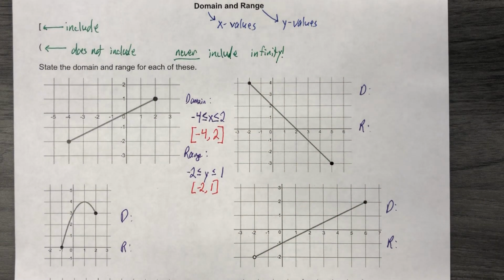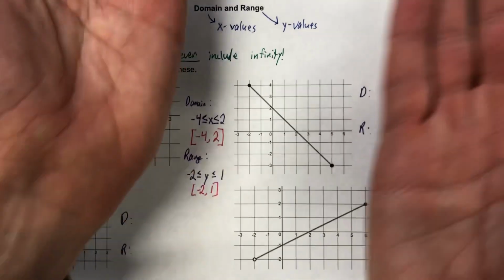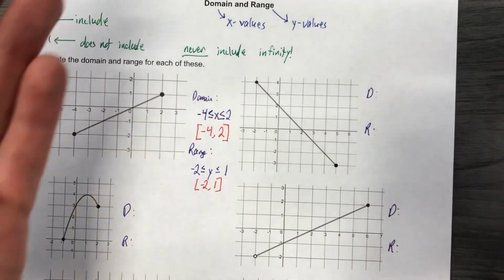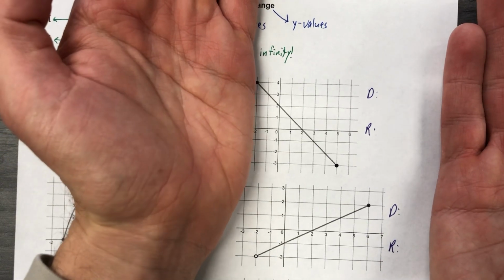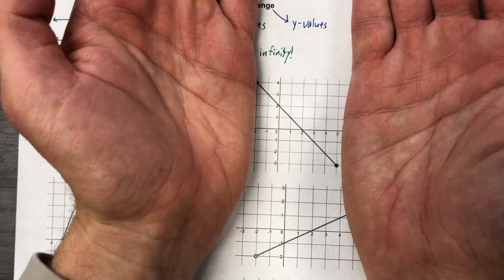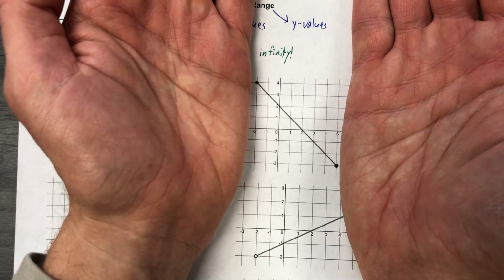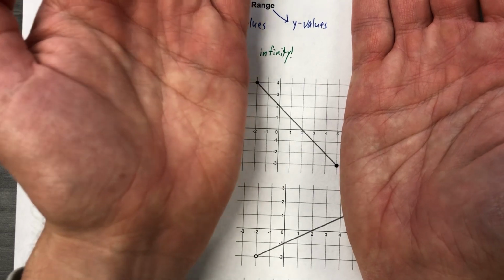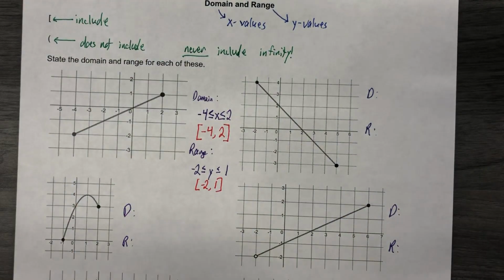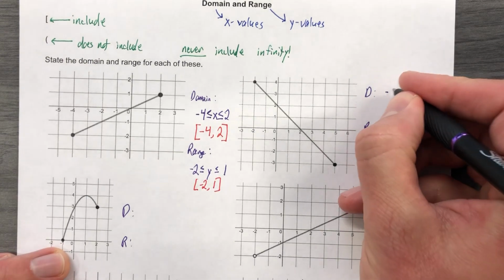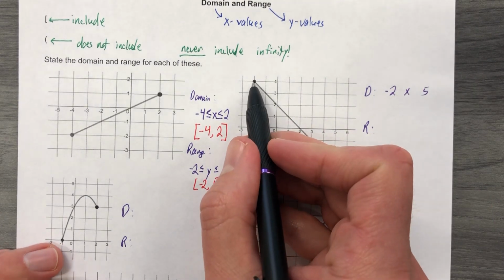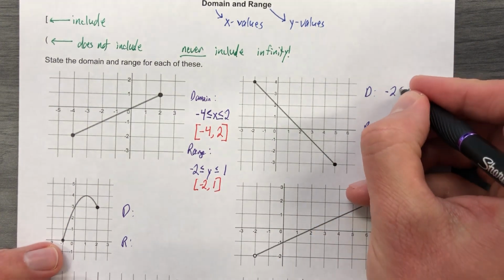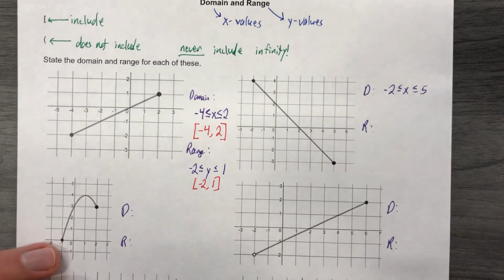What x values am I using? You can just hold your hands out like this and see what x values you're using. You can hold this one in your hand, or between your hands. From -2 to +5. That's it. This graph exists for x values between -2 and +5. So -2 to +5. Closed circle, so does include, yes.